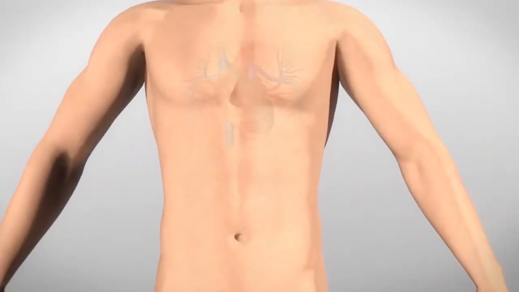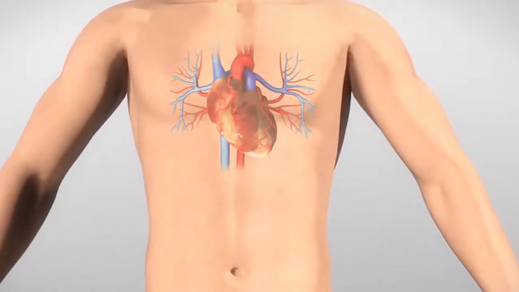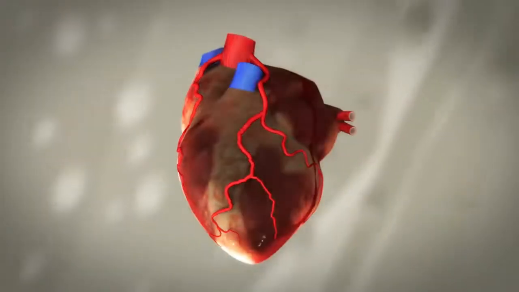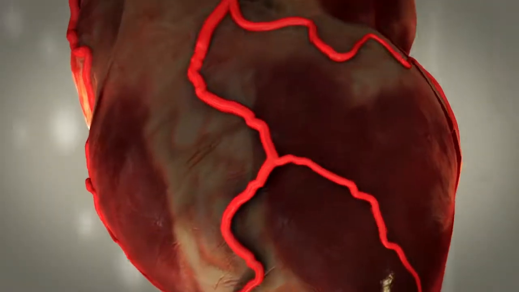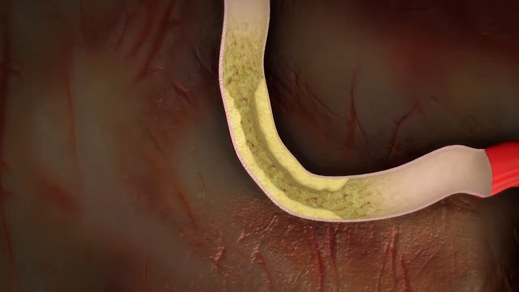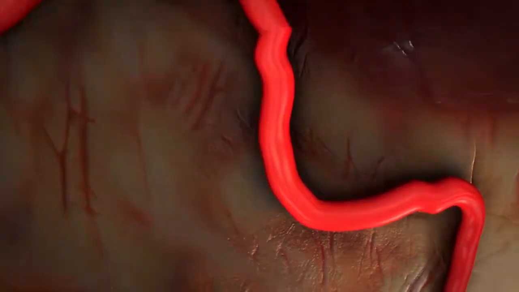Coronary artery disease is the most common type of heart disease. It happens when fatty, waxy deposits called plaque build up on the inside of your coronary arteries, narrowing or blocking them and decreasing the supply of blood to your heart.